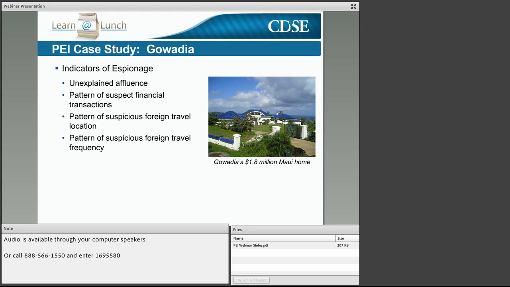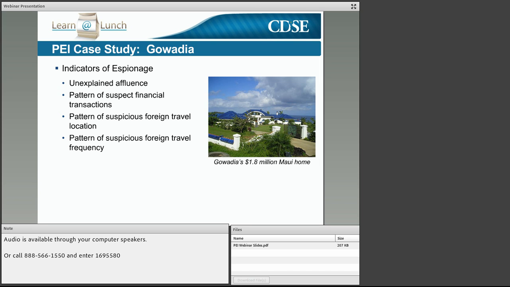Gawadia exhibited the following indicators of espionage. Unexplained affluence. In 2002, he built a luxurious 6,790 square foot home on Maui, designed in the shape of a B-2 bomber. Gawadia underreported his income and falsely denied having control over foreign bank accounts. In August 2003, Gawadia returned to Hawaii from China in possession of $15,000. He claimed he was going to use the money to purchase an antique desk overseas.